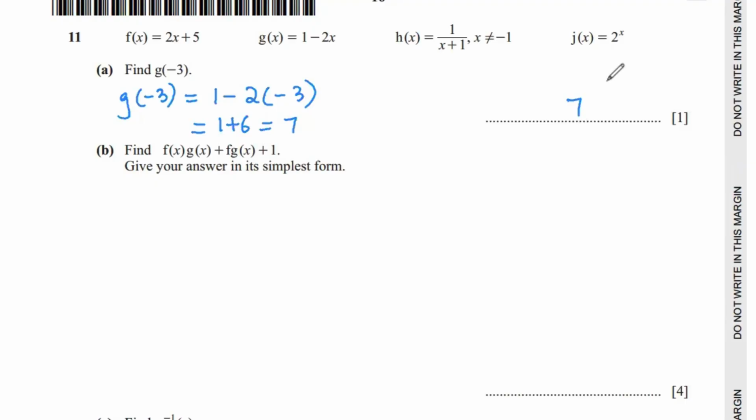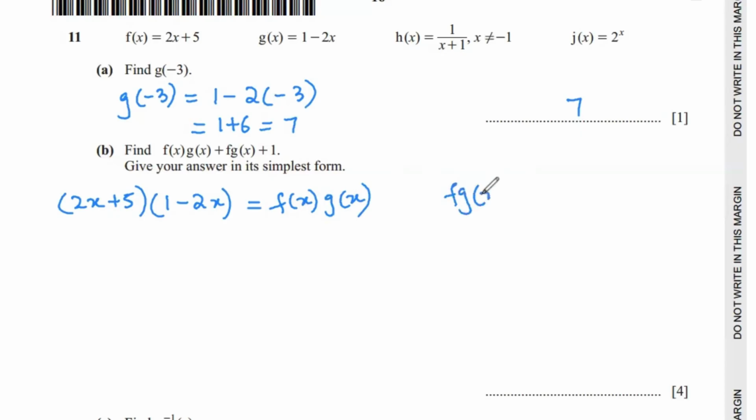So first, f of x times g of x means that we're multiplying the two functions. So that's 2x plus 5 times 1 minus 2x. Actually, I'm going to write this separately so that it's easier for you guys to understand. This is this. Then f of g of x is g of x being substituted in f of x.